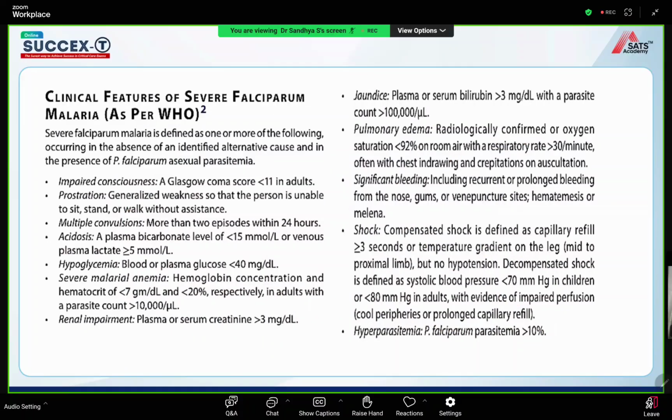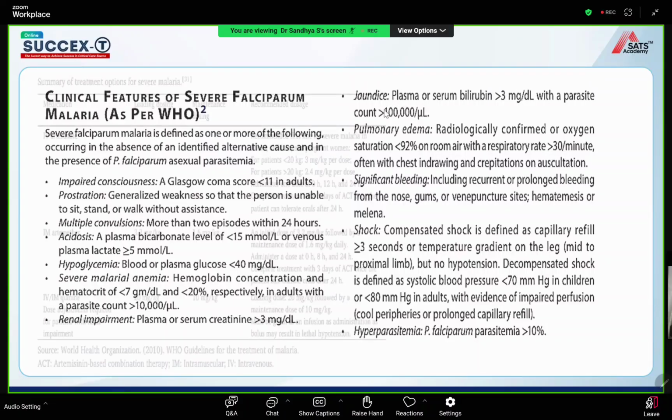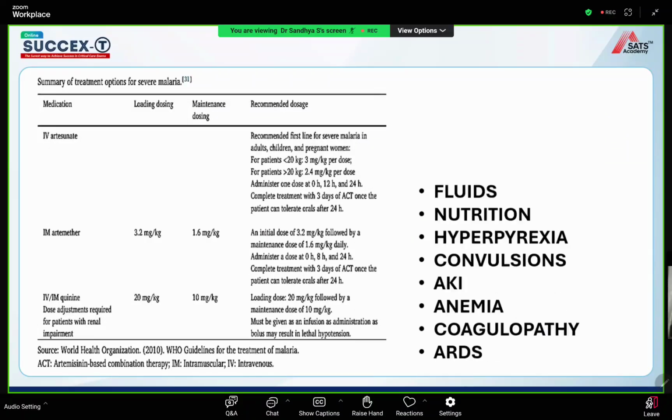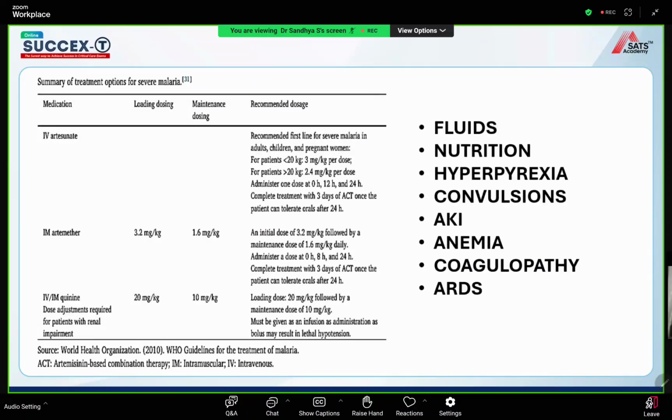Again, for severe malaria, there is a WHO classification for clinical features of severe falciparum malaria, which includes all this. So whenever you are asked about the management of severe malaria, you should always be aware that all this constitutes severe malaria, and anti-malarial therapy alone is not enough whenever you are explaining a treatment for malaria.